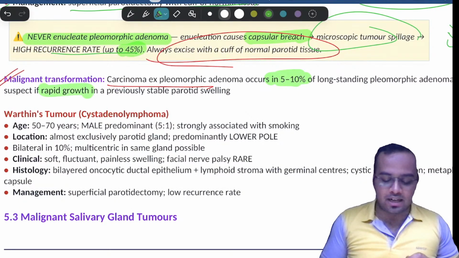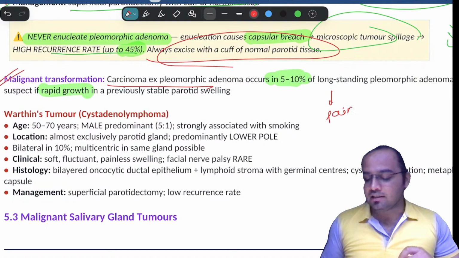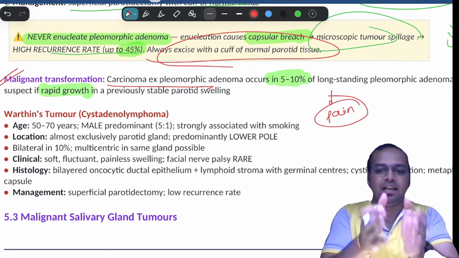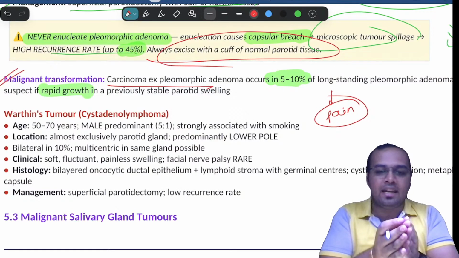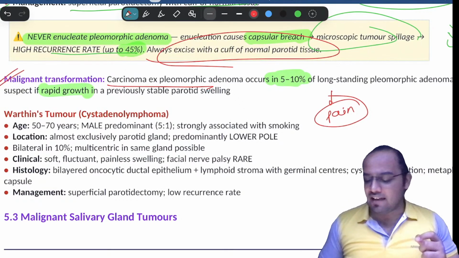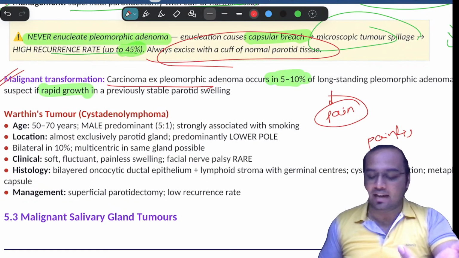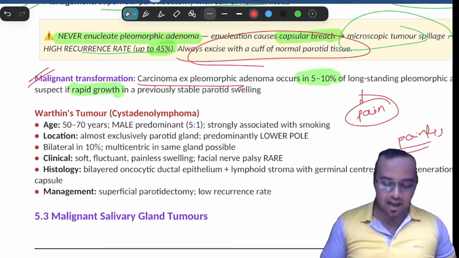And always remember, any tumor in the parotid gland, may it be benign or malignant, is going to cause pain. So why is pain going to be there? Because the salivary gland is encased in the deep cervical fascia. So any type of stretching of the deep cervical fascia is going to cause pain. So all the salivary lesions are going to be painful. It is not that only an abscess is painful; a tumor can also be painful because it is going to stretch the capsule of the deep cervical fascia.